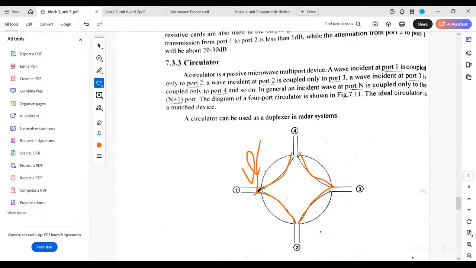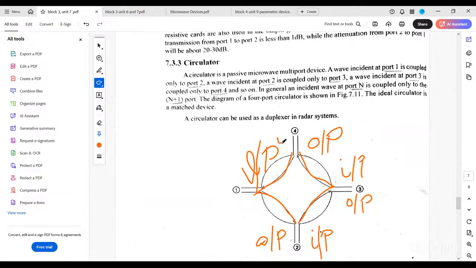Port 1 is input, then port 2 is output. If port 2 is input, port 3 is output. If port 3 is input, port 4 is output. If port 4 is input, port 1 is output. So if the nth port acts as input, the n plus 1 port acts as output, which is given in the first paragraph.